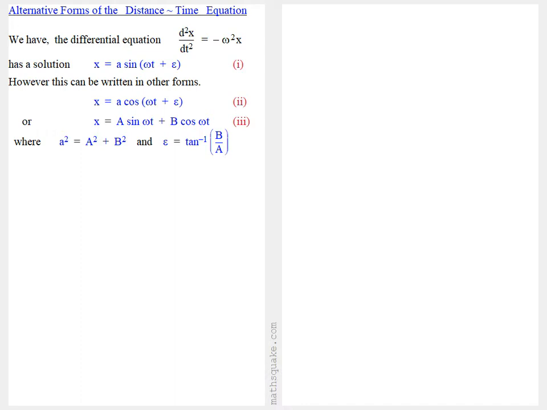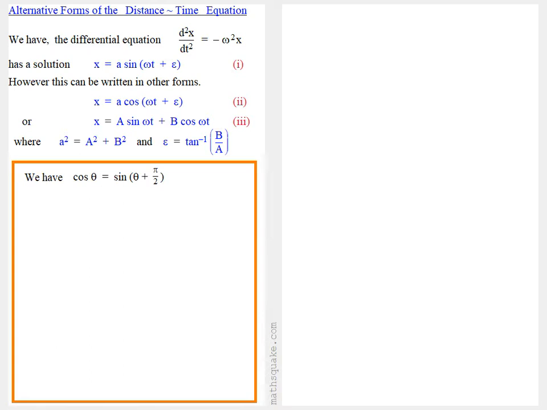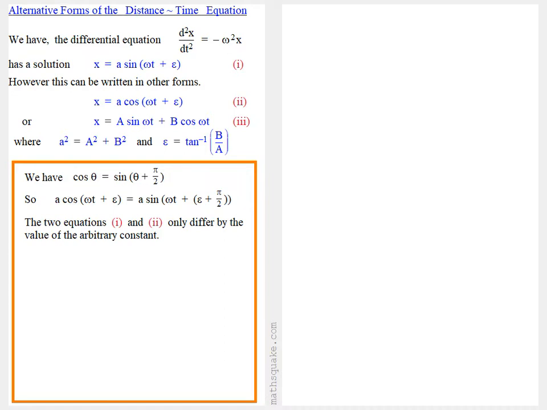Now we can see why this is. In equation 2 we've got x equals a cos(omega t plus epsilon). But we know cosine of theta is equal to sine of theta plus pi by 2. So a cosine(omega t plus epsilon) is equal to a sine(omega t plus epsilon plus pi by 2). And so we see equations 1 and 2 only vary by having a different value of the arbitrary constant.